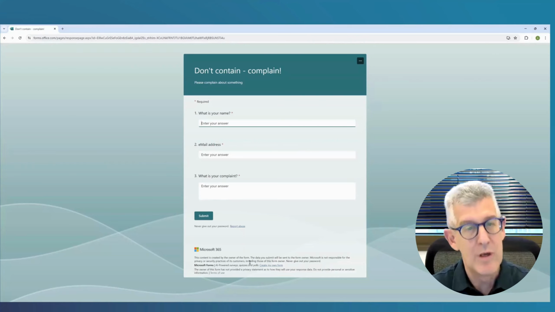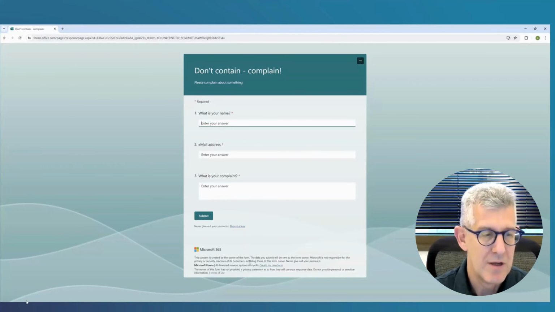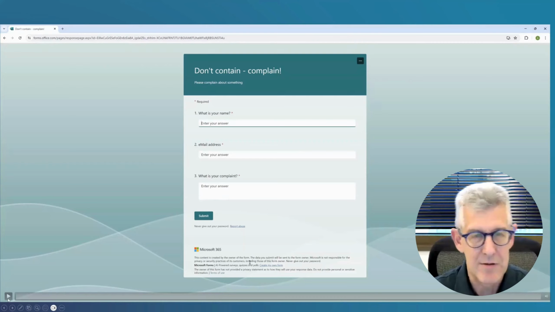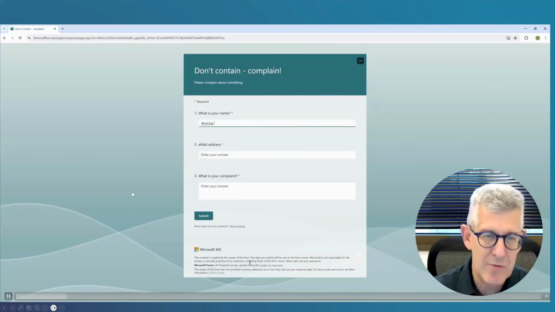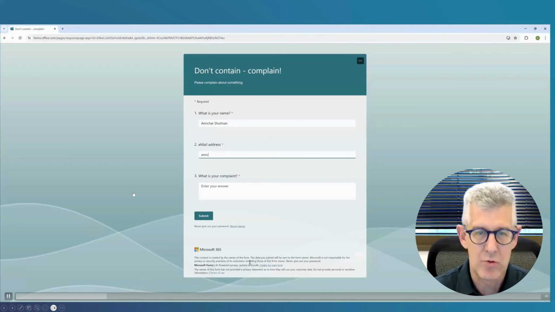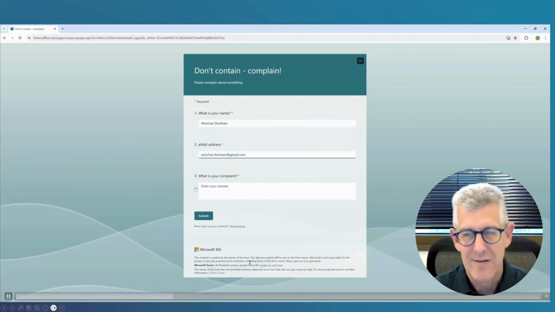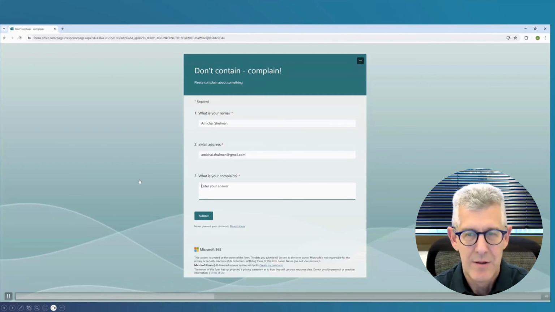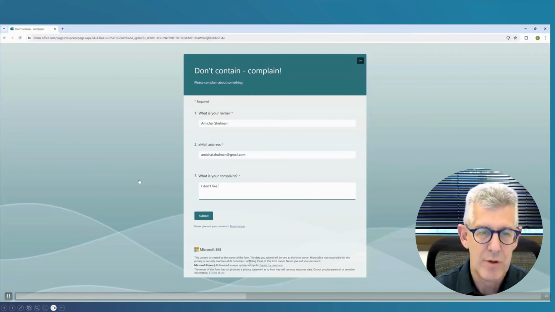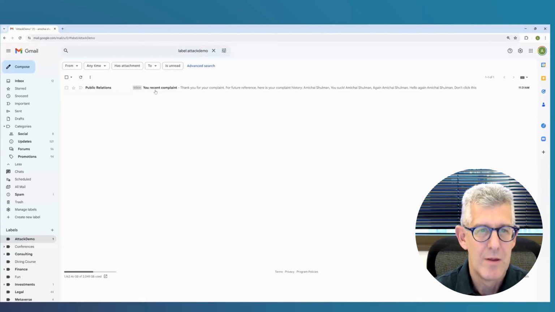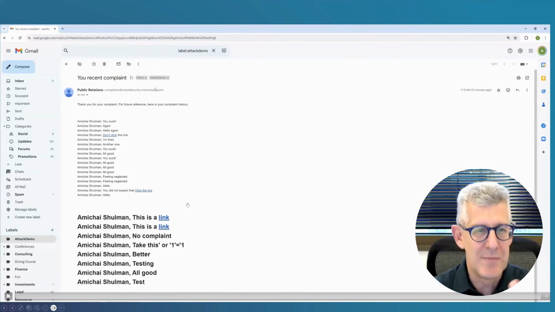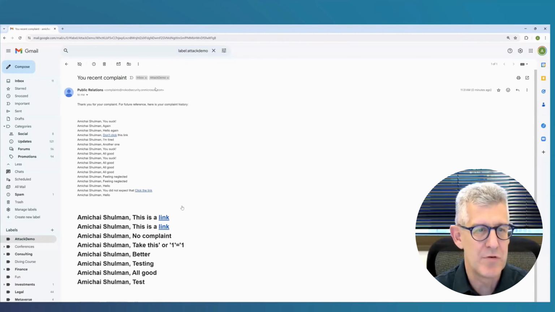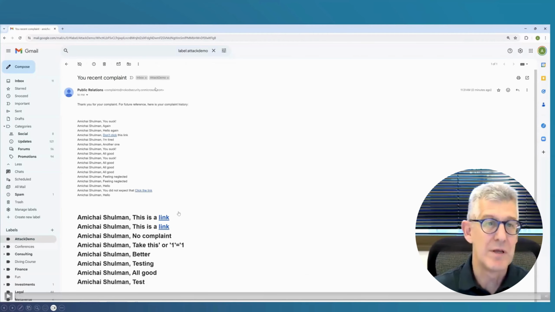Let's see what happens when someone comes in and just files a complaint through this form. We see the name of the person, we see an email address, and we see a short complaint text. Now, once the text is ready, our customer submits the form, and in a second, we will be able to take a look into the feedback message that was sent back to the person with their complaint history.